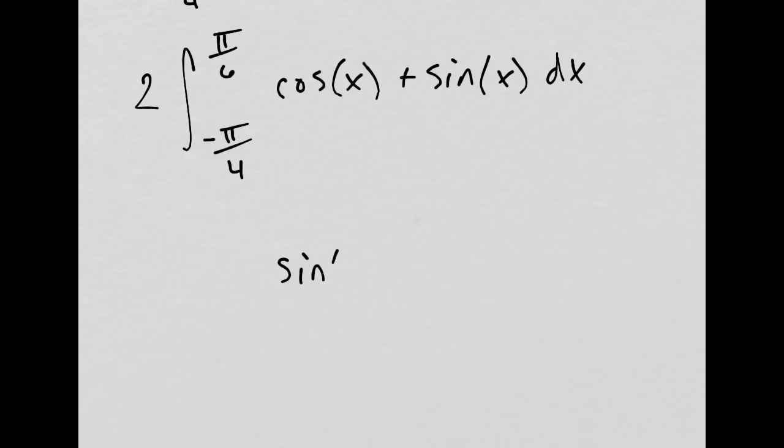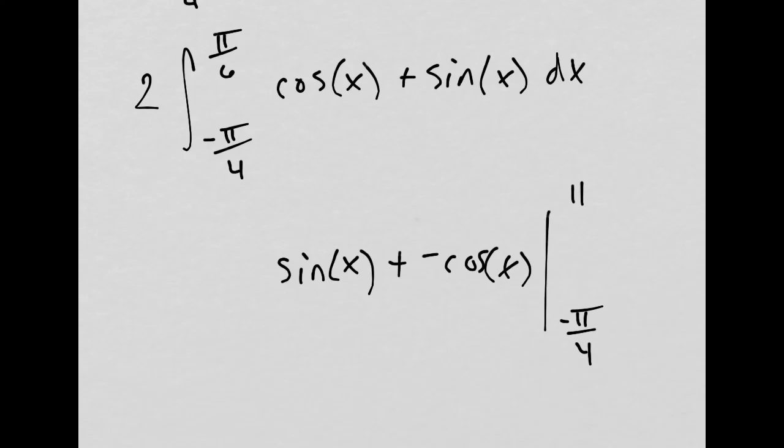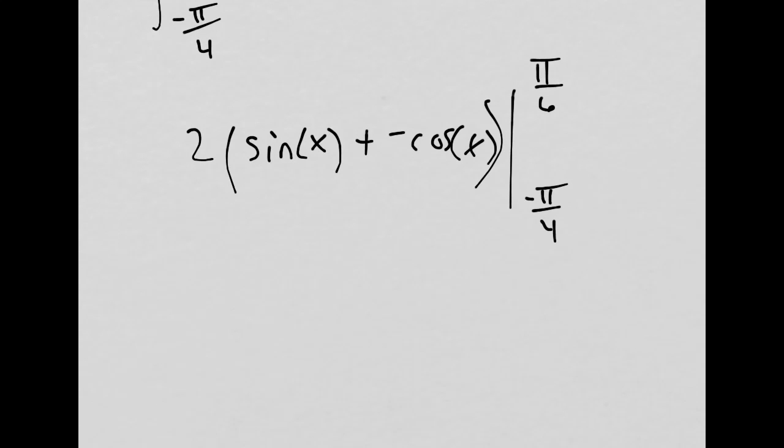Antiderivatives: this would be regular sine x, because the derivative of sine is cosine, plus negative cosine x, right? This is the same case, Jessica. The derivative of cosine is negative, and I don't want it to end up as a negative, so I just add in a negative. The derivative of negative cosine would be negative sine times another negative, so that would be positive sine. Evaluated from negative pi over 4 to pi over 6, and I have the 2 out front.